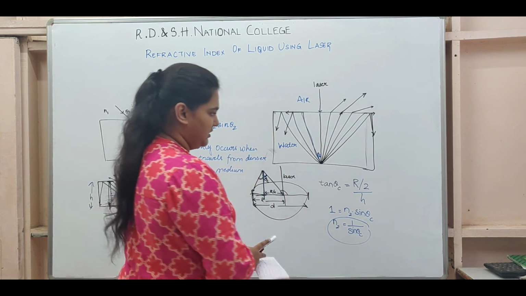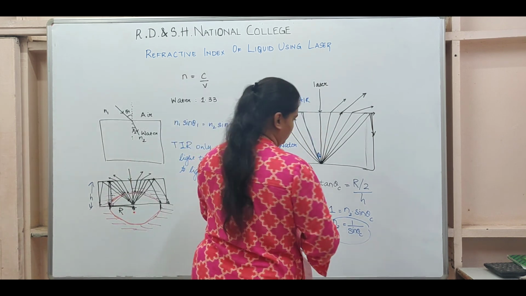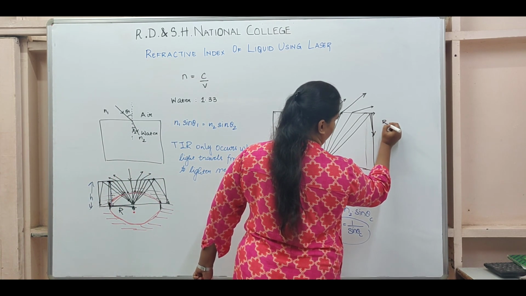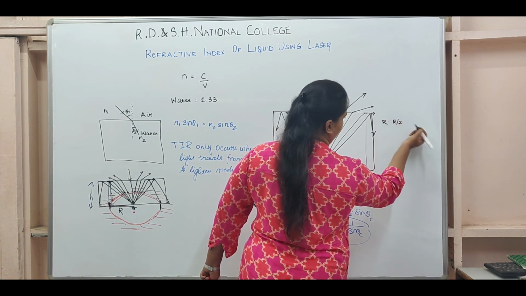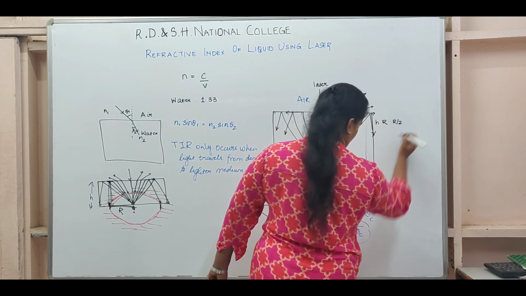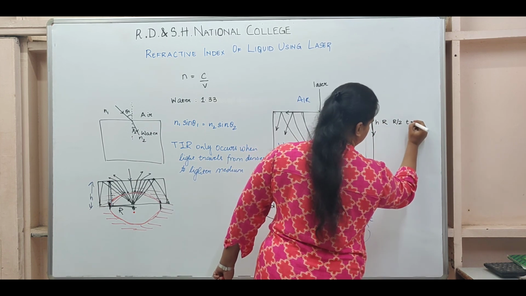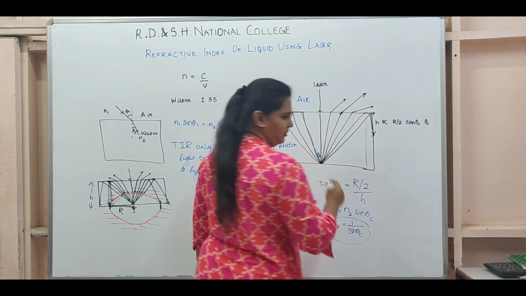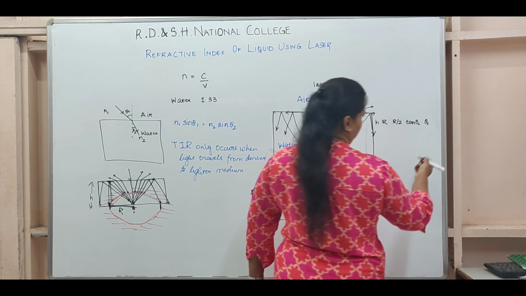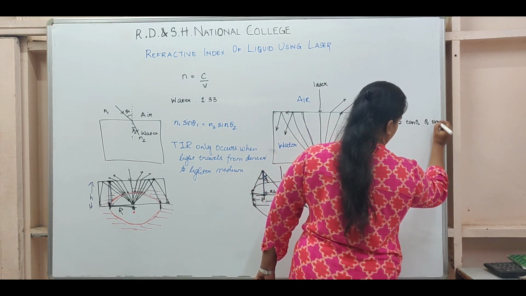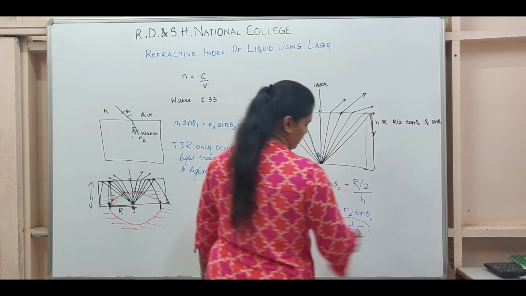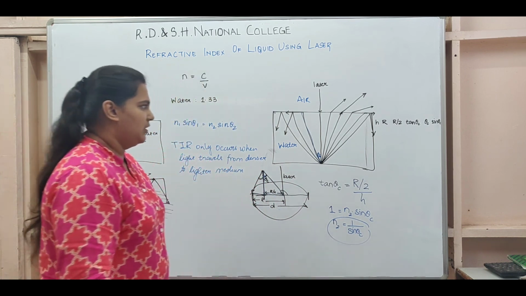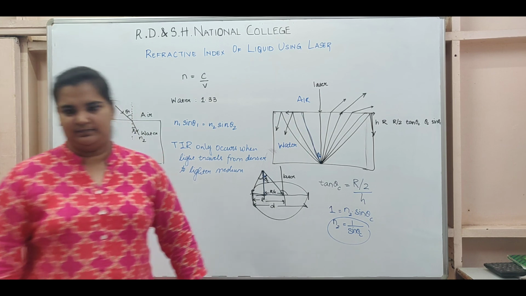So what are going to be the steps? Your table will look something like this. You will measure R by 2, measure h. From that you will get tan theta c. After tan theta c, take tan inverse to get theta c, and then find out sine theta c. And then from sine theta c you can find out your refractive index. So now let's move to the experimental setup.